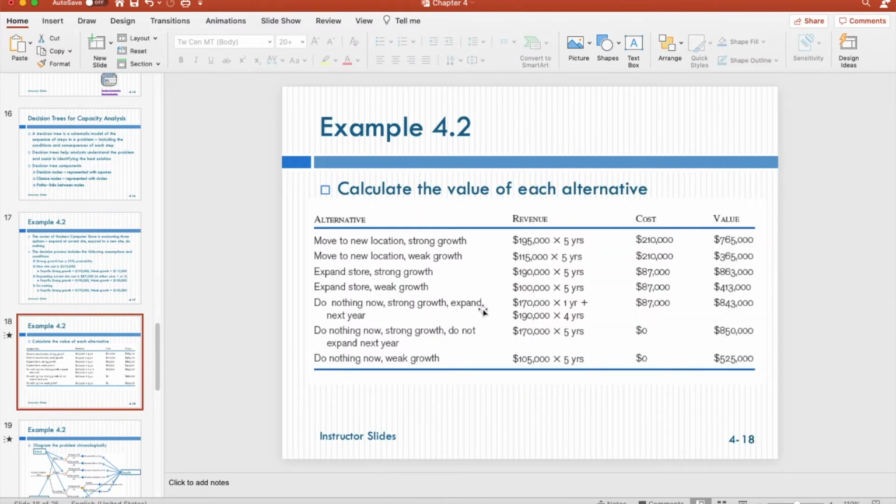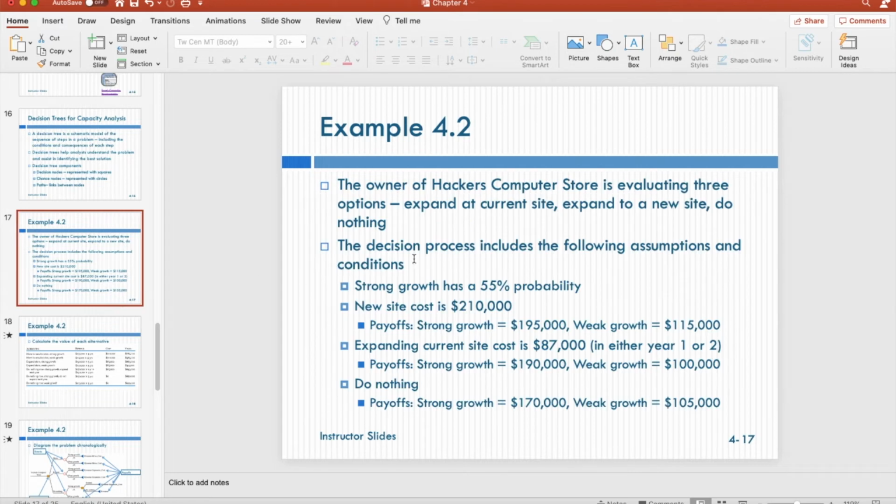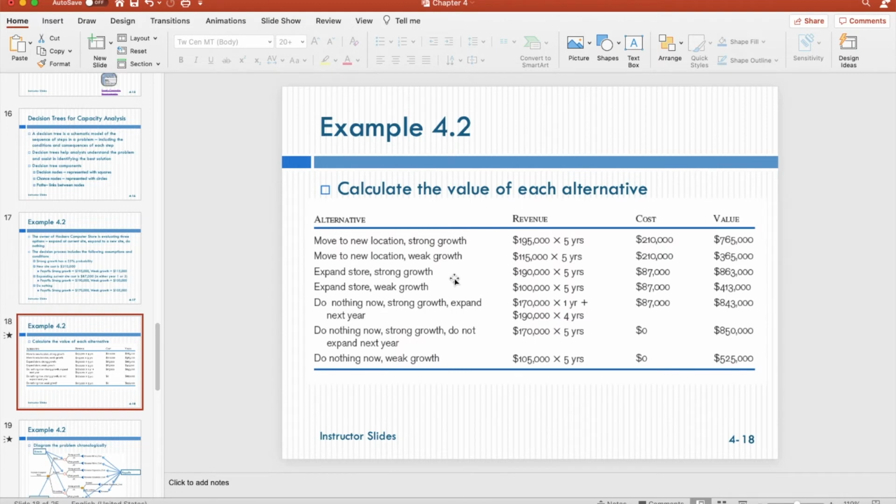So even before we do the decision tree stuff, let's use a very simple table to reframe all of the information shown here. It's quite simple. Basically, what you can choose is to move to a new location, expand on the current store, or do nothing.